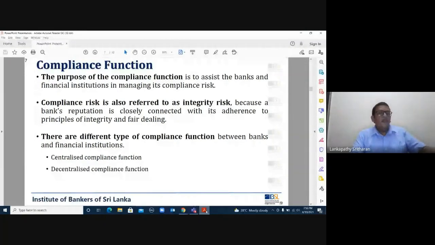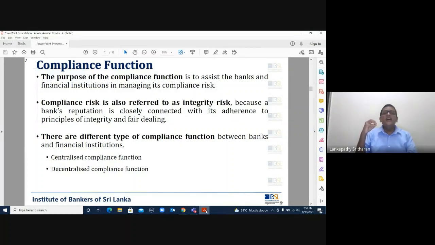So here, what is the purpose of the compliance function? The purpose of the compliance function is to assist the banks and finance institutions in managing their compliance risk. This is the thing I am always reiterating from the beginning of the class: the compliance function is connected to the compliance risk. So the purpose of the compliance function is to assist the banks and financial institutions in managing their compliance risk.